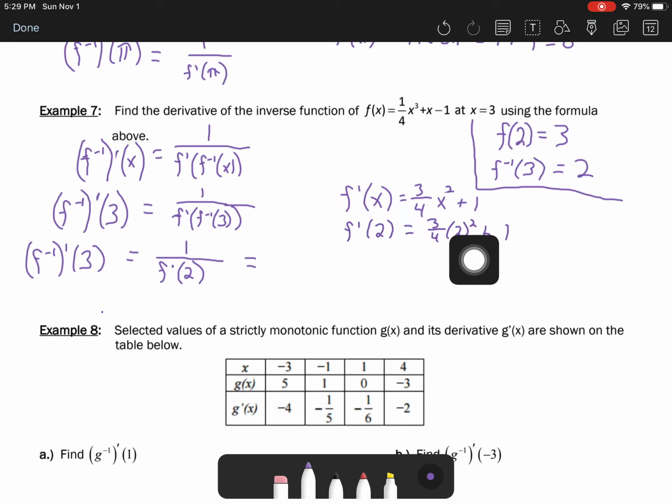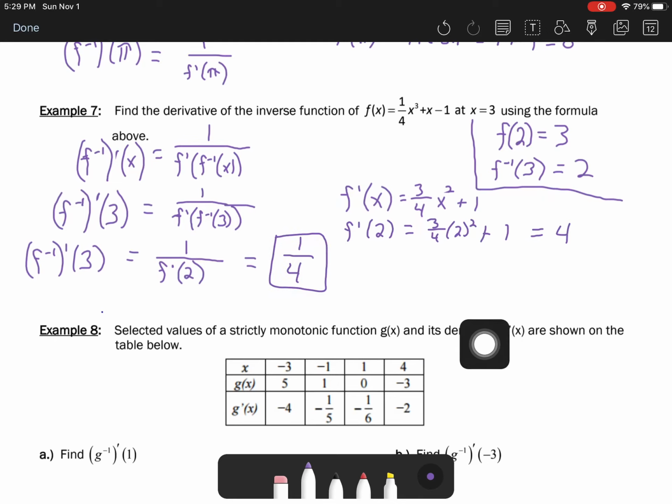So what do I get there? The 4s cancel, that's 3, plus 1. This should turn out to be 4. 3/4 times 4 is 3, and 3 plus 1 is 4. So my answer to this is just going to be 1/4, because f prime of 2 is 4, so 1 over 4.